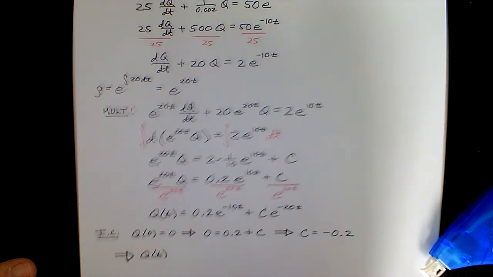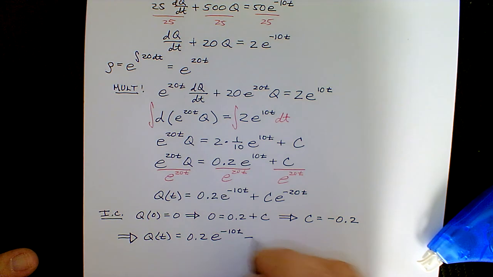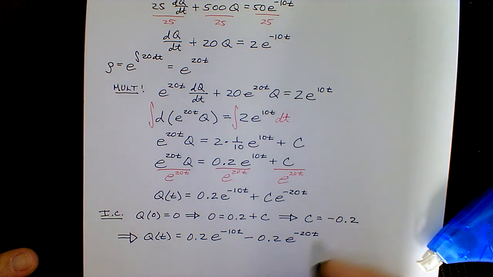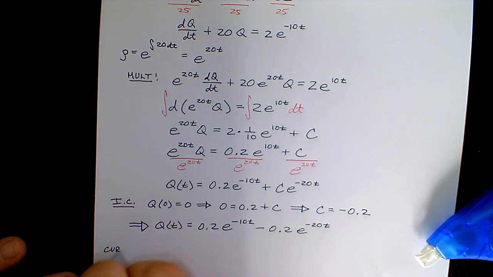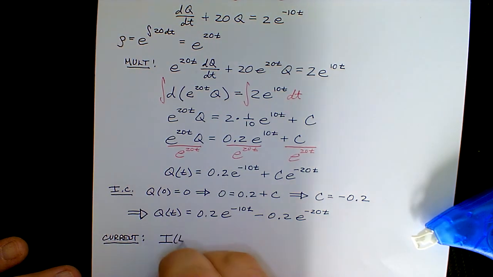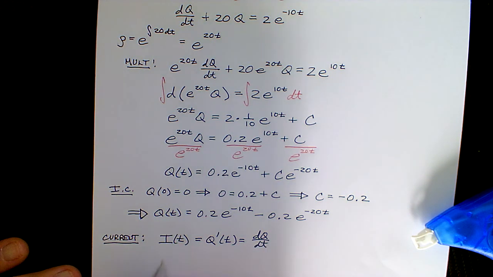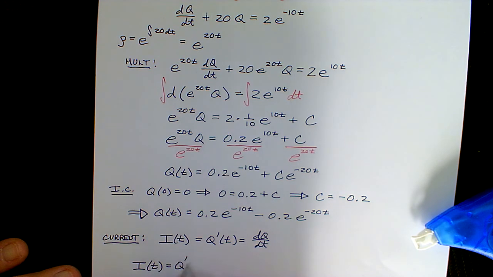Our charge as a function of time, or q of t, is now 0.2 e to the negative 10t minus 0.2 e to the negative 20t. Okay, so then we were asked for the current as well. And the current, once again, I of t, is just q prime of t, or if you like dq dt. That just means take the derivative. So I of t, just take the derivative of the charge.